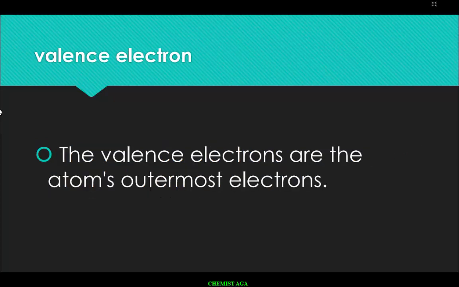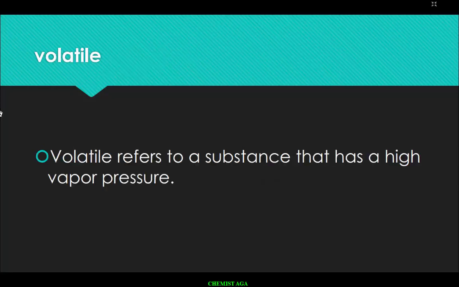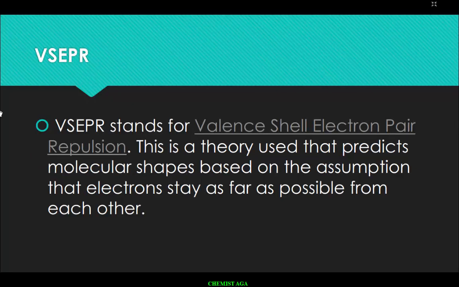Valence electron. The valence electrons are the atom's outermost electrons. Volatile. Volatile refers to a substance that has a high vapor pressure. VSEPR. VSEPR stands for valence shell electron pair repulsion. This is a theory that predicts molecular shapes based on the assumption that electrons stay as far as possible from each other.